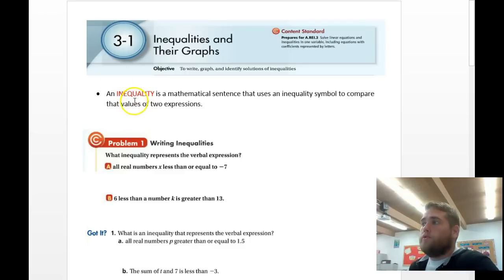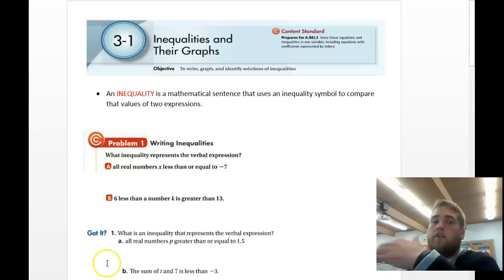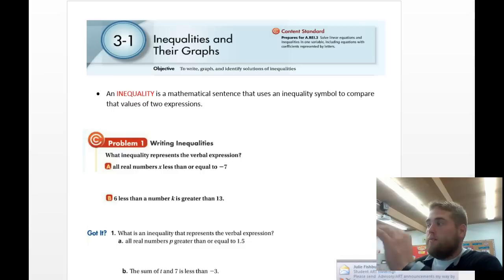Okay, so to start off, once again, make sure you have your notes out. I know we haven't taken notes in a while, but once again, all the same rules apply. Make sure everything's written down, and most important, make sure you're at least watching them. Okay. So 3.1 notes, inequalities and their graphs.